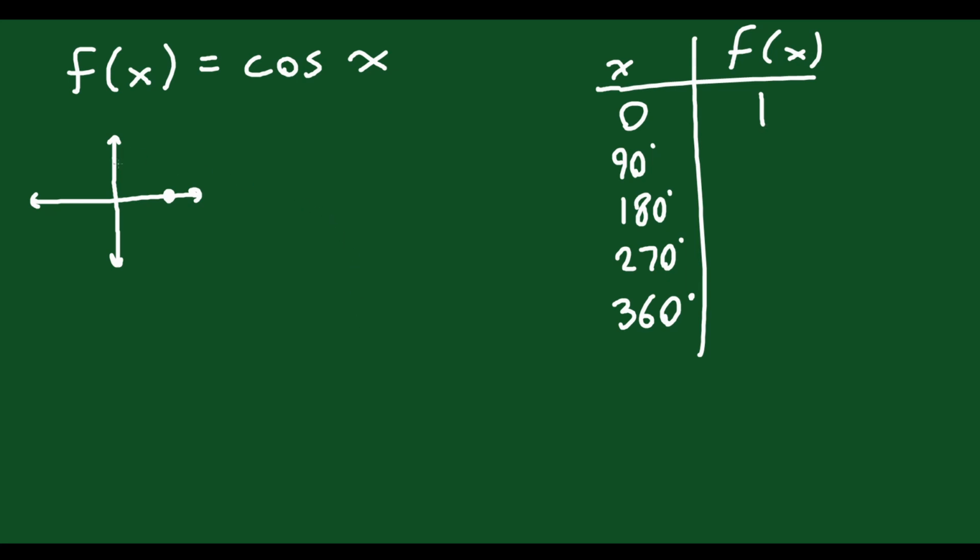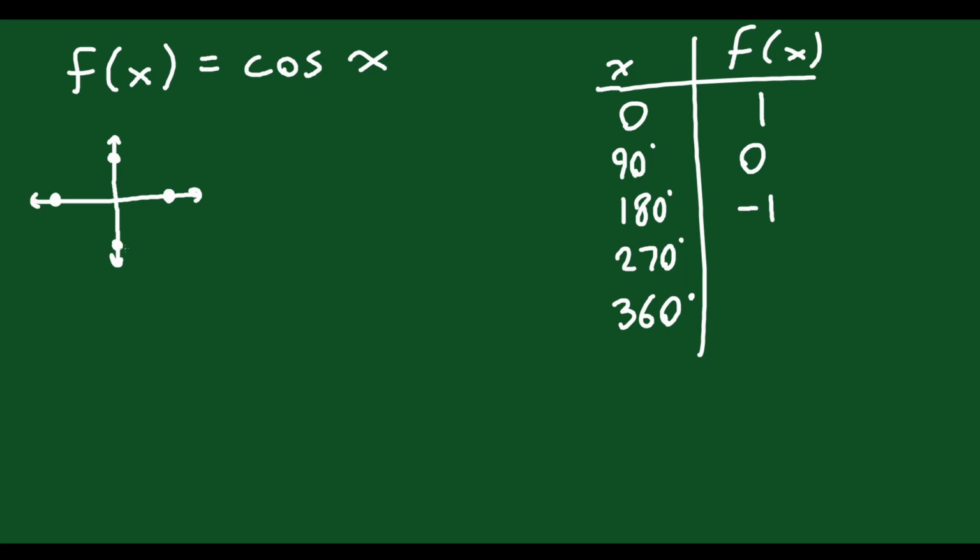Okay, what about 90 degrees? At 90 degrees, you're up here at the top. Your cos value there is going to be 0 because you're right on the y-axis. You haven't moved to the left or to the right. You're at 0. Remember, cos is all about your x value. At 180 degrees, you're over here. The cos of 180 is going to be -1 because we're 1 to the left.